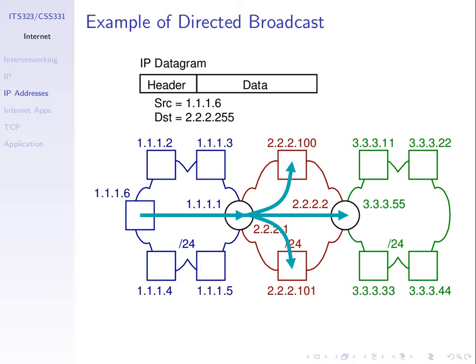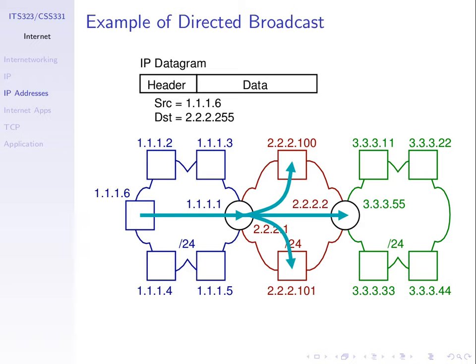My computer, 1.1.1.6, wants to send to everyone on the red subnet. Everyone in this example is four devices, two routers and two hosts. So it's not just the hosts, it's the routers as well. So, in this case, assuming I know the directed broadcast address of the red one, it's 2.2.2.255, I create an IP datagram, source address is me, destination is the directed broadcast address. I send one IP datagram from my blue computer to my router, and the router gets this and recognizes this is a special address. It's a special destination.